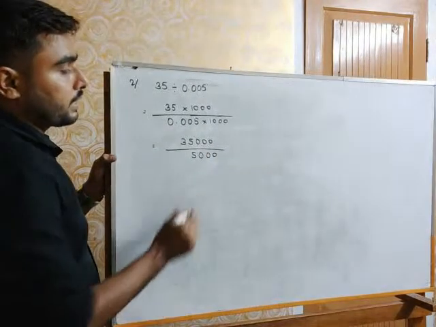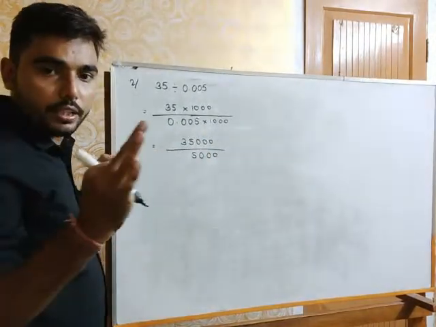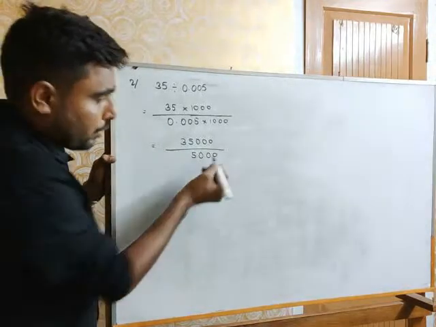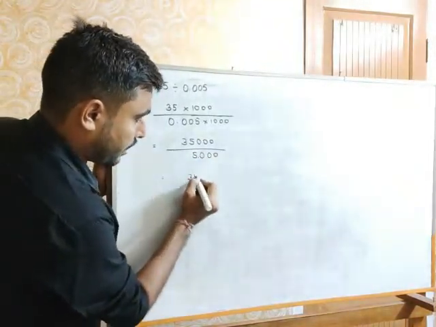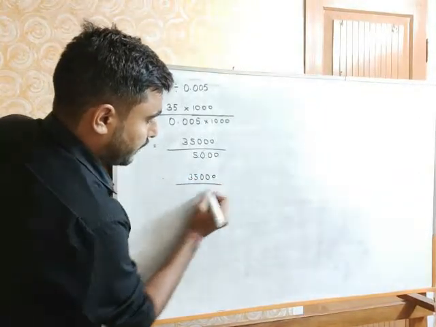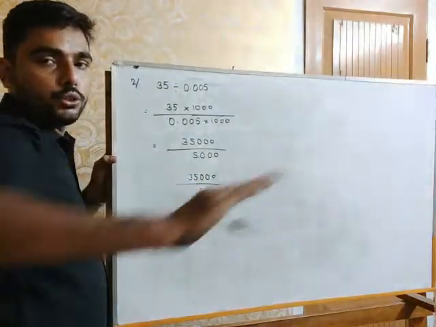We have 3 places after the decimal. So count from the back: 1, 2, 3. After these 3 zeros, the decimal will be there. So the pointer is placed, and there is no value after the decimal.